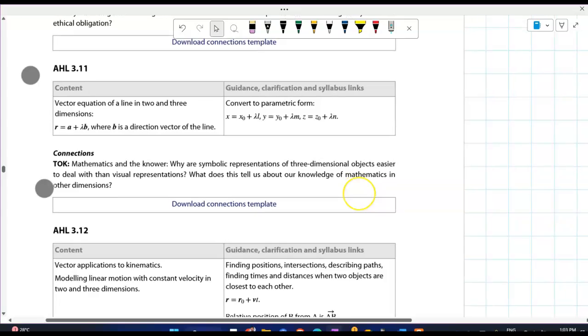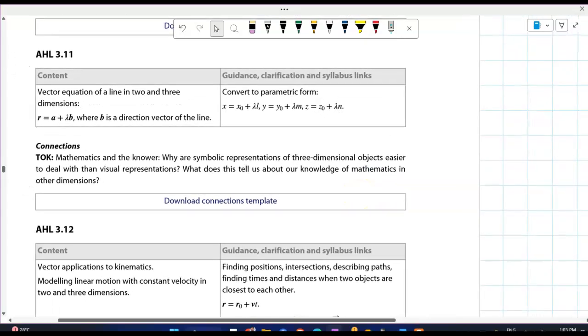Vector equation of a line in 2 dimensions and 3 dimensions. To find a vector equation of a line, this is the formula that we use. Your r is the position vector of any point, so basically r is x, y, z. Your a is a known point, whose coordinates are known, so let's say -1, 2, 3. This will be given to you. Lambda is your parameter, and b is the direction vector. Direction vector is a vector along the line.